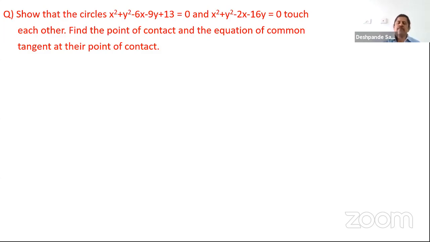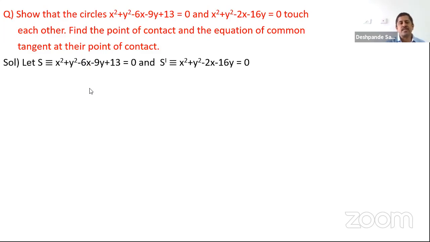Whenever you say they are touching, there are two possibilities. One is C1C2 is equal to R1 plus R2. Second is C1C2 is equal to the modulus of R1 minus R2. So you have to check whether it is touching internally or externally. For that, you're going to find the centers and radii. What is given here? Circle equations, S and S dash.